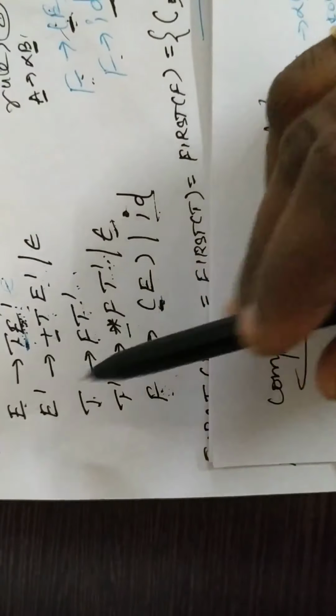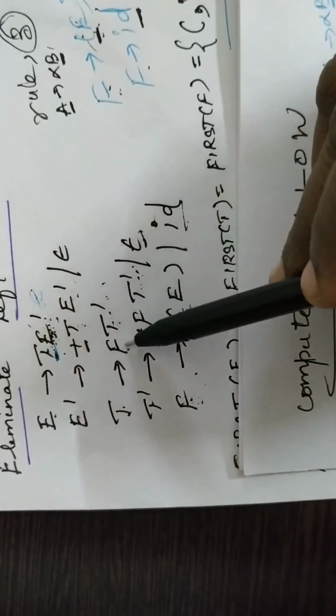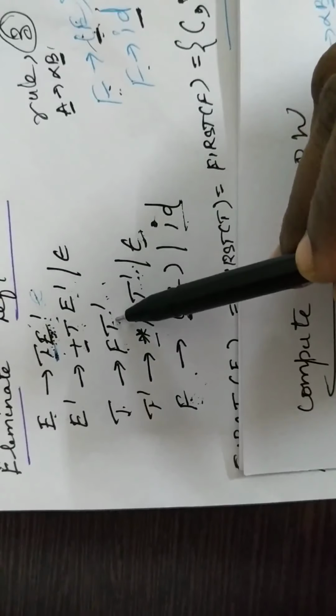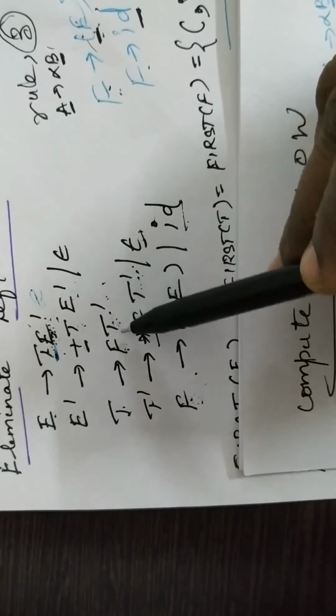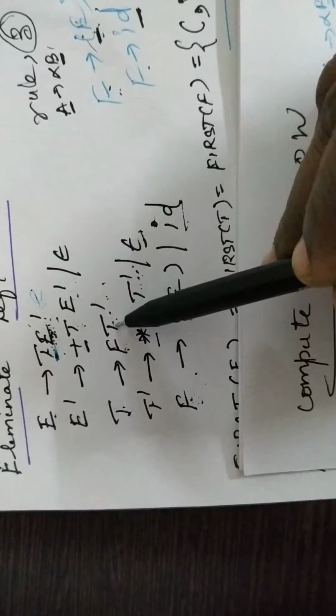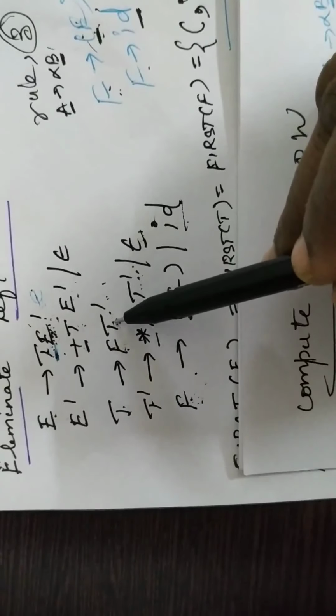Now follow of F. Who is following F here? We have to check all the productions. Who is following F? T dash. So follow of F is first of T dash, since it is a non-terminal, first of beta. What is first of T dash?